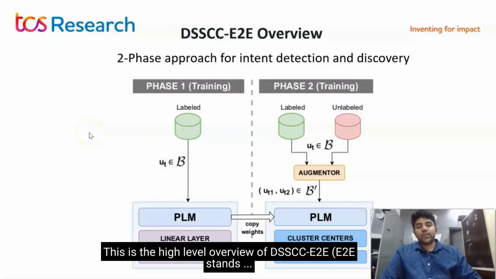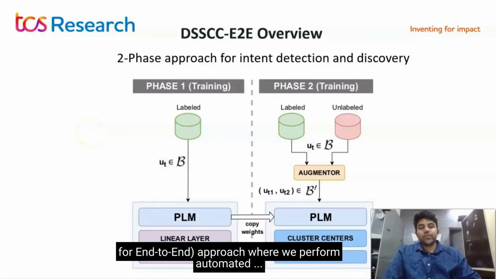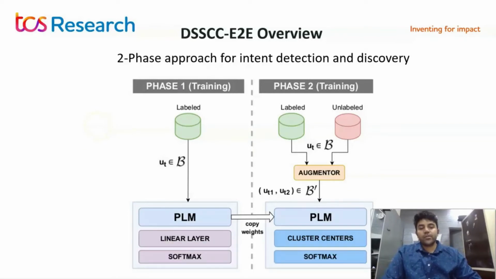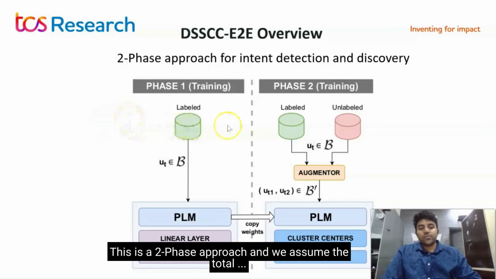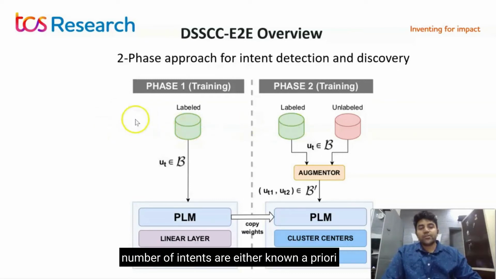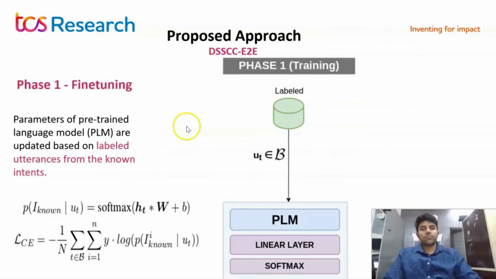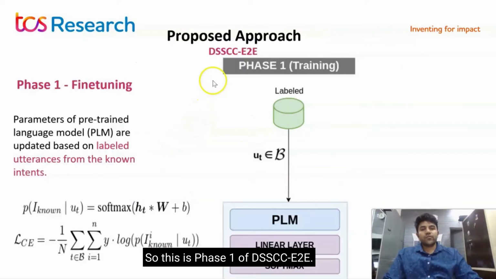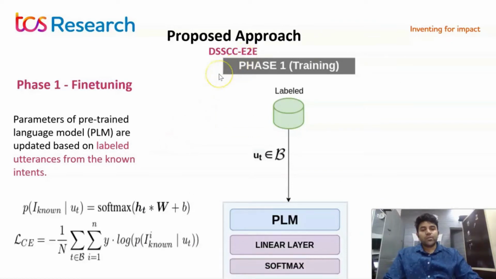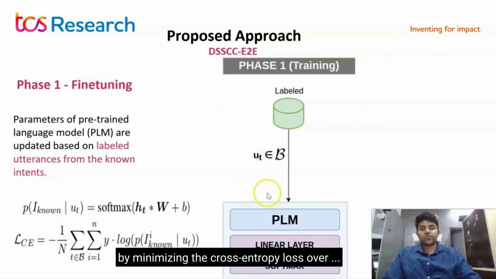So this is a high level overview of DSSCC-E2E. E2E stands for end-to-end approach, where we perform automated intent detection and discovery. This is a two-phase process. We assume the total number of intents is either known a priori or estimated by an existing algorithm. This is phase one of DSSCC E2E. We fine-tune the PLM by minimizing the cross entropy loss over labeled utterances from known intents.